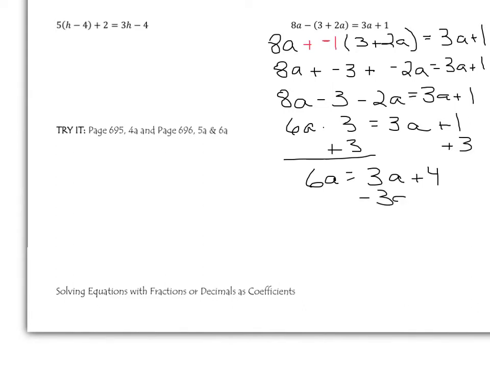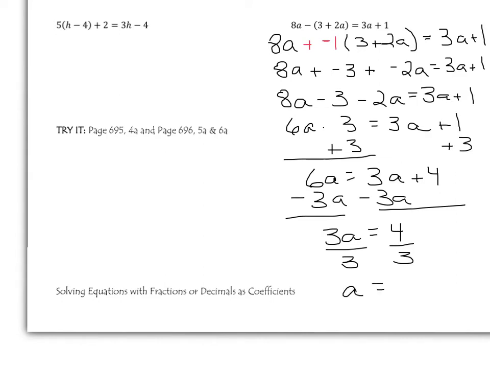Subtract 3a from both sides, and that gives us 3a equals 4. And now we get a by itself by dividing both sides by 3, and we get a equals 4/3 because the 3's on the left cancel. So pause the video and go ahead and work the next problem.